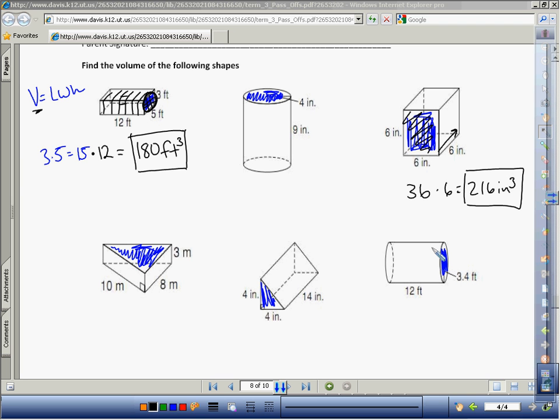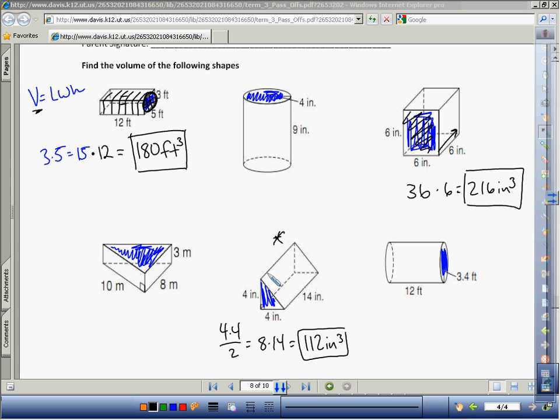Alright, let's take a look at this one right here. This one is along the same lines. You find the area of this front triangle and then times by how long it is. So we know the area of a triangle is length times width divided by 2. So we have 4 times 4 divided by 2, which is 8. And then I just multiply it by how long it is, times 14. 8 times 14 is 112 inches cubed.